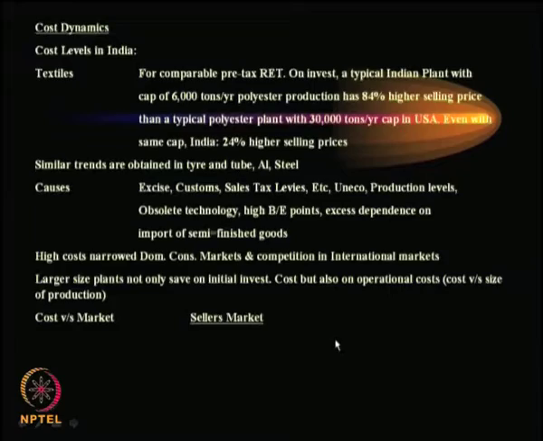So, in other words, what does it mean? The manufacturers realize that it is in their own interest to build a large size plant. So, larger size plants not only save on initial investment cost, but also on operational costs, that is cost versus size of production.